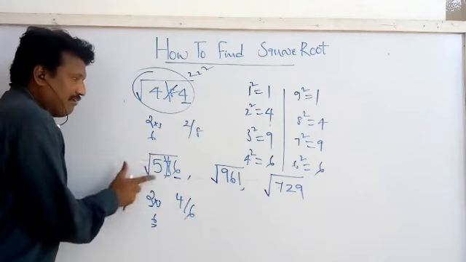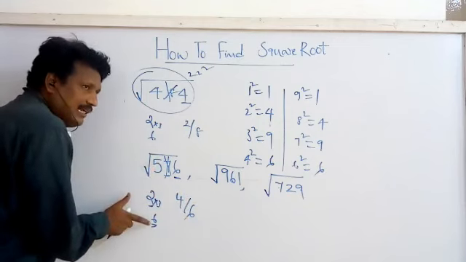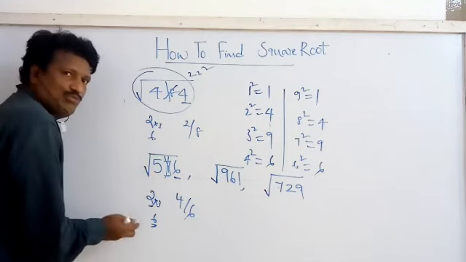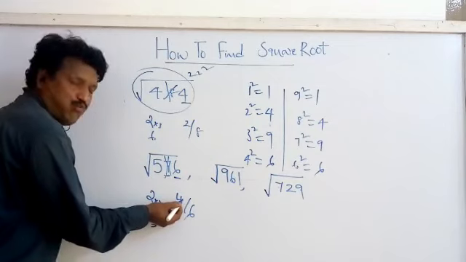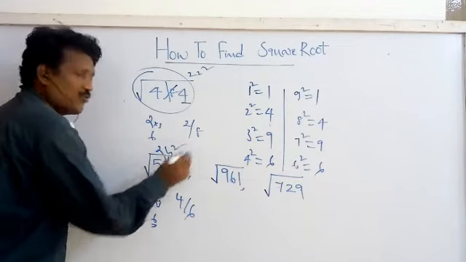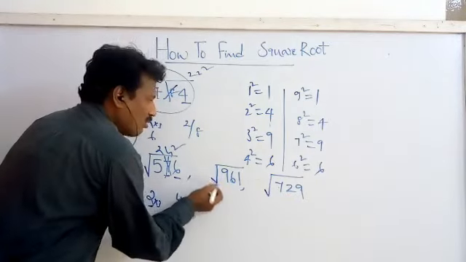Let's see. Here is a 5, here is a 6. This 5 is less than 6, so we should take the lesser value, that means 4. So this value is 24, that means 24 square. Similarly, here the root of 961.